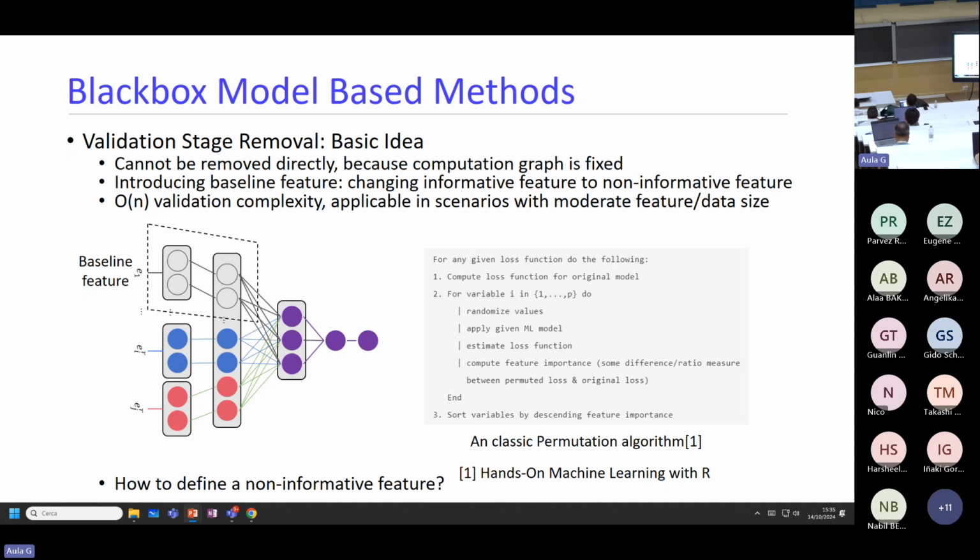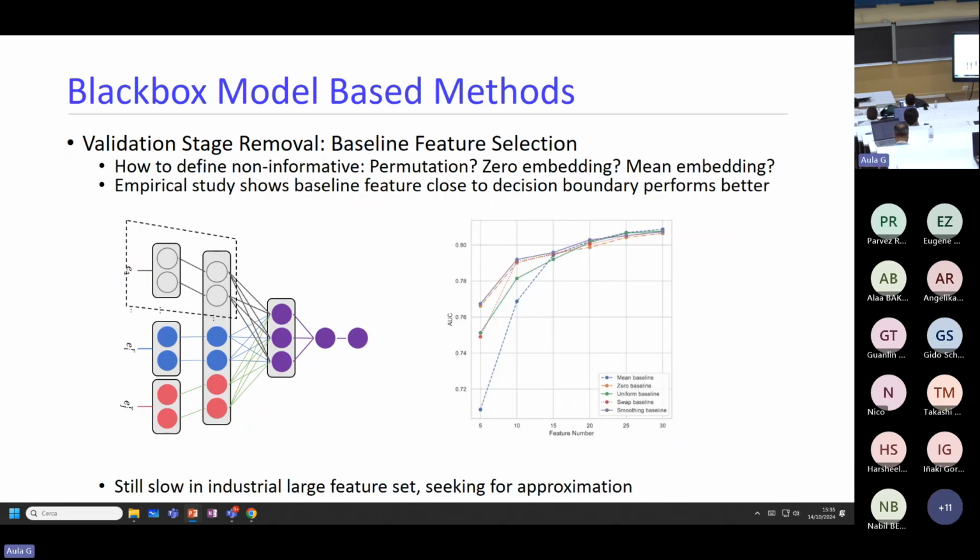The next question here is, how can we design a non-informative feature? There are many ways to say a feature is non-informative. Like the example I gave before, there is the permutation operation, and we can also set all feature values to 0, which we call zero embedding, and we can also set the features to the mean value of all samples. So which one is better?